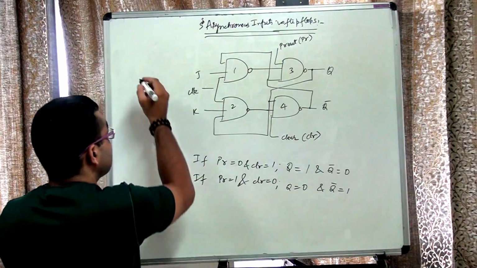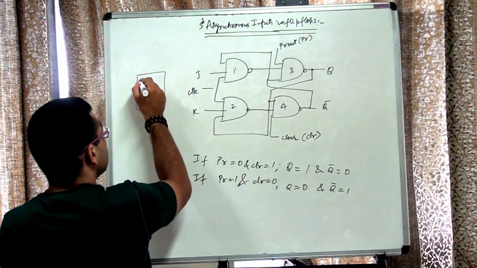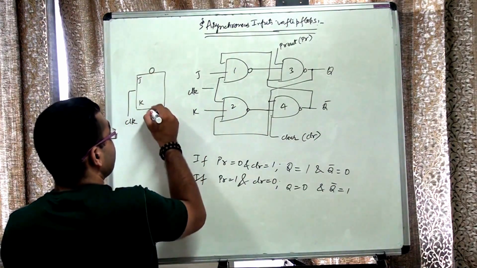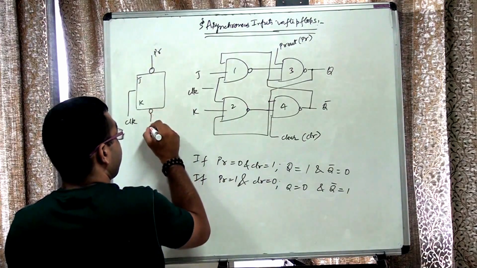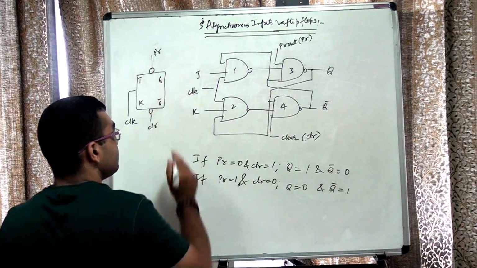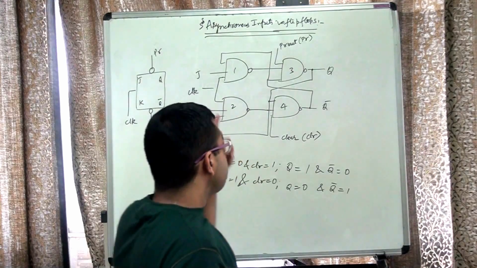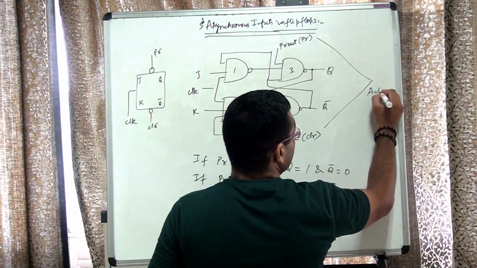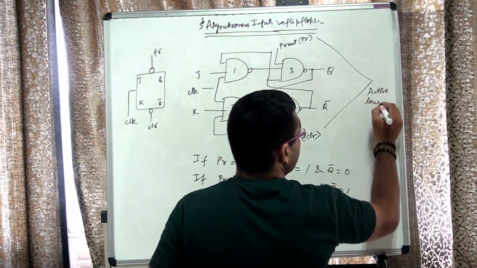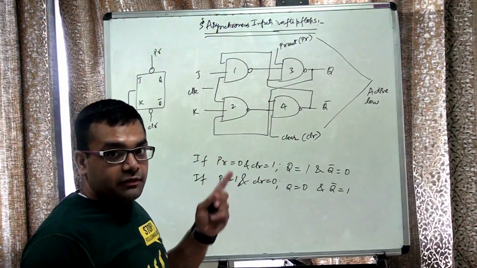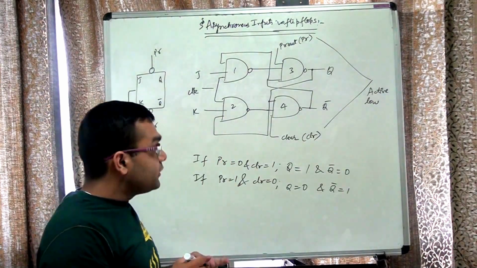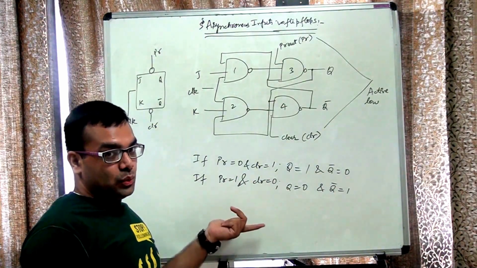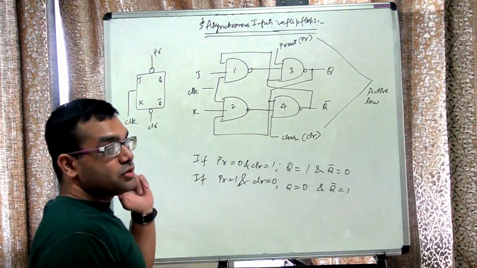So now what do I do actually? If I draw the block diagram, you can see that this is my clock. Now I'll put a NOT gate over here. Why do I put in a NOT gate? Because these PR and CLR are called active low inputs. Remember active low, active high when we did the decoders. So active low means they perform the function whenever their value is 0, or low.